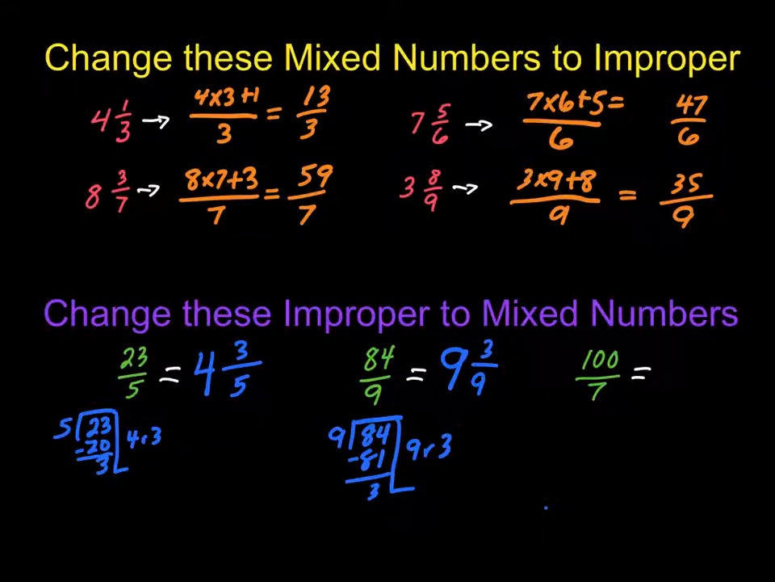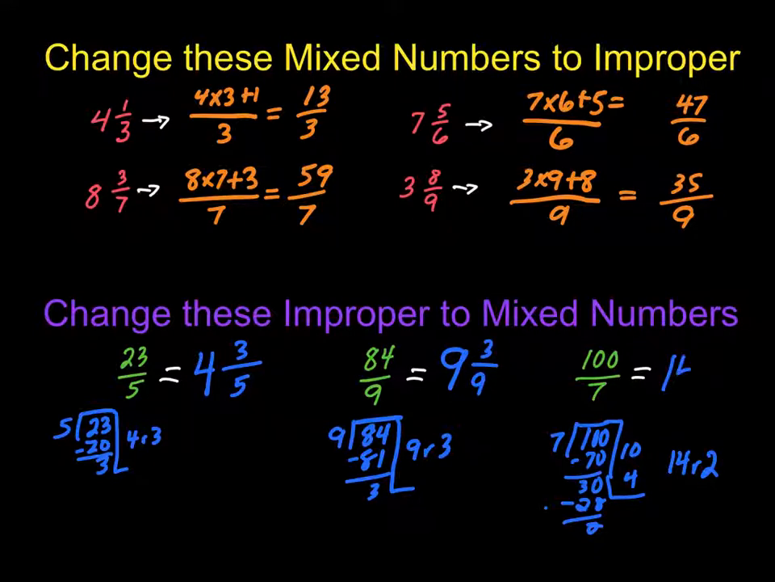All right, in our final fraction here to practice, we have 100 sevenths, which means 100 divided by 7. This goes in 10 times. Still leaves us 30. Go 4 more. With 2 left over. So that gives us 14 remainder 2. Again, our whole number is the quotient. The remainder is the numerator, and our denominator stays the same.